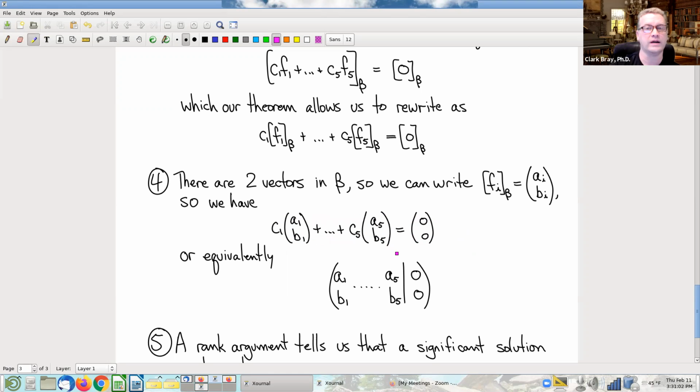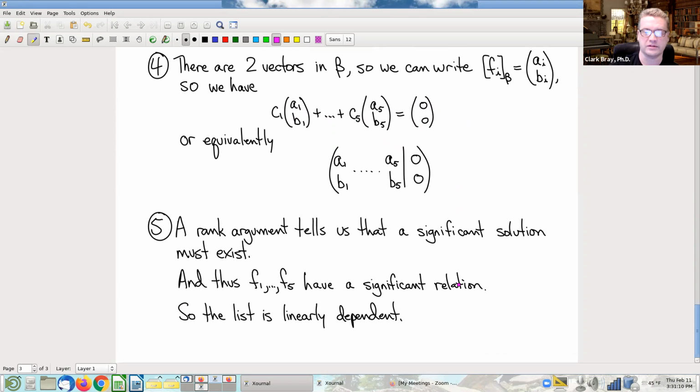So this vector equation is the same as a system of equations, which I can write as an augmented matrix. And now it's just chapter 1 arguments, right? Clearly we have only 2 rows. So there's at most 2 pivots. But wait a minute, there's 5 columns. Oops, 5 columns, but only 2 pivots. That means that there's going to be free variables. We know there's no contradictions.